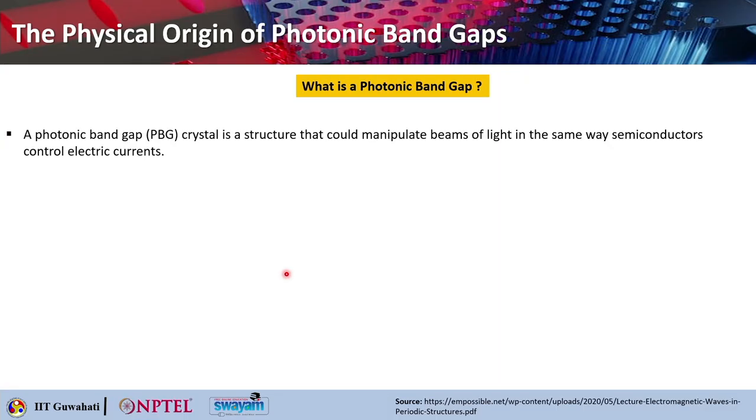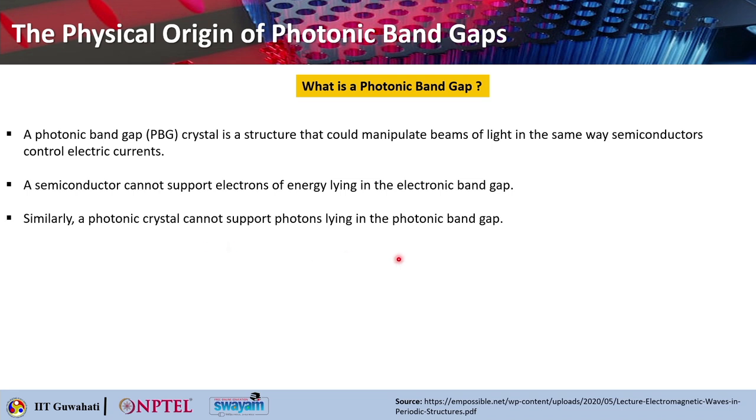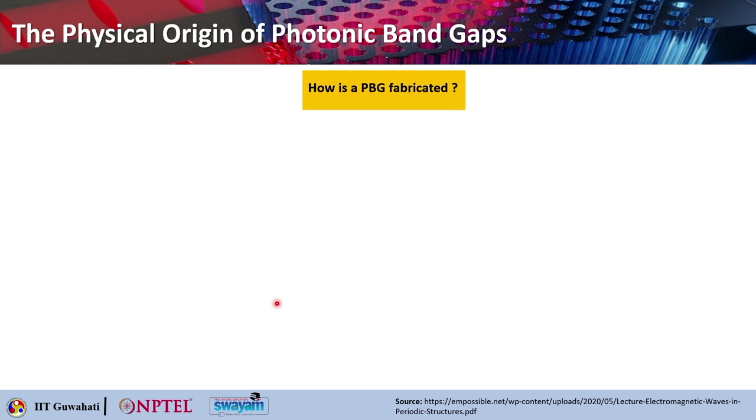Okay, so let us first discuss the physical origin of photonic band gaps. A photonic band gap crystal is basically a structure that can manipulate beams of light in the same way semiconductors control the flow of electrons or the electric current. A semiconductor cannot support electrons of energy that lies within the electronic band gap. Similarly, a photonic crystal also cannot support photons which have energy lying within the photonic band gap. By preventing or allowing light, based on its energy, to propagate through the crystal or get reflected, you can do light processing. And that is what photonic band gap crystals are used for.